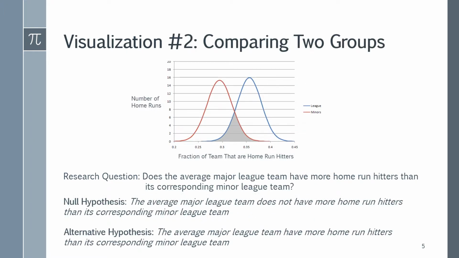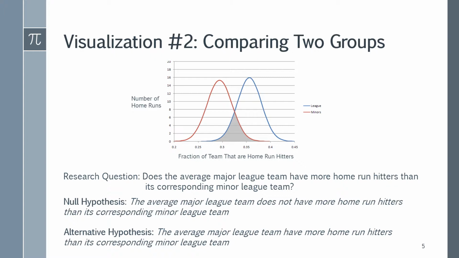Number 2, comparing two groups. Here we are comparing the number of home runs by the fraction of teams that are home run hitters. We have our two bell curves there, the red bell curve representing the minor league team, while the blue bell curve represents the major league team. Research question: does the average major league team have more home run hitters than its corresponding minor league team?